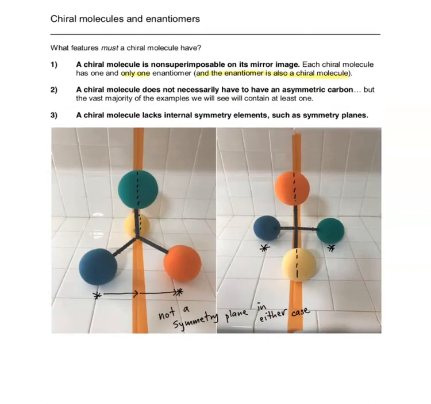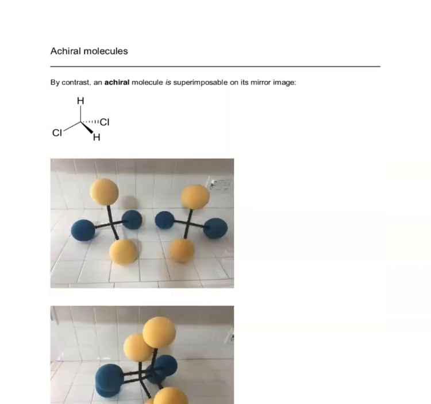Okay, so a chiral molecule is non-superimposable on its mirror image. The mirror image will then be called its enantiomer. And a chiral molecule lacks internal symmetry planes. And so we just saw two examples of looking for planes in a chiral molecule, trying to determine if they were symmetry planes and seeing that they were not. So now let's turn our attention to achiral molecules.